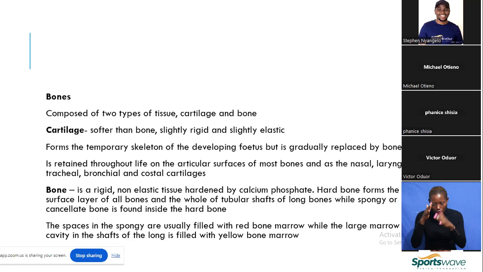Now, bones, cartilage and bone. Sometimes people tend not to understand really what the difference is. But remember, when a baby is born, a baby is not born with bones.